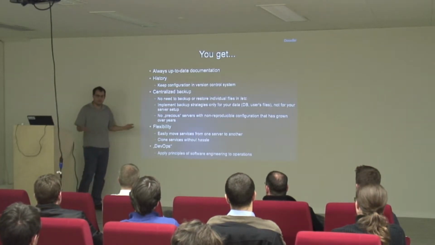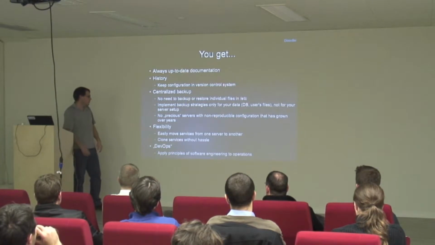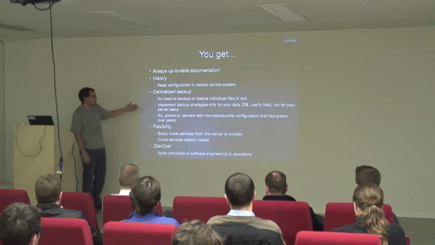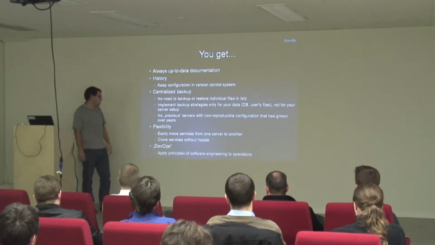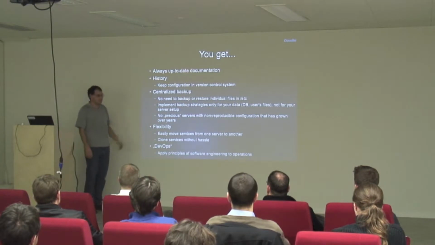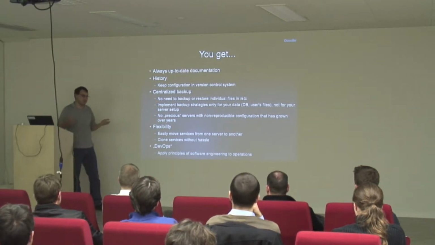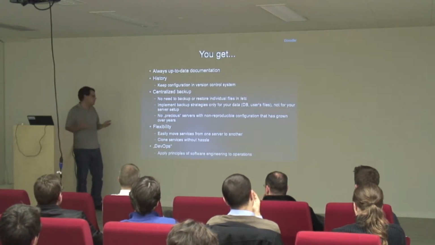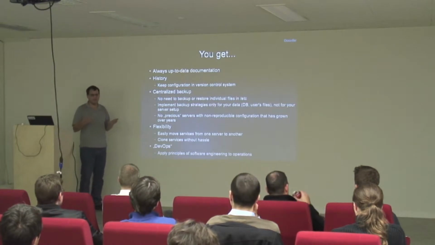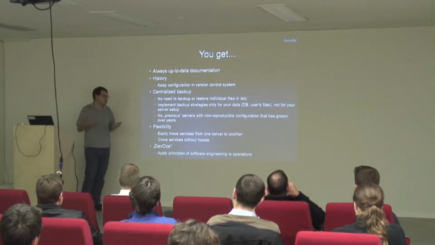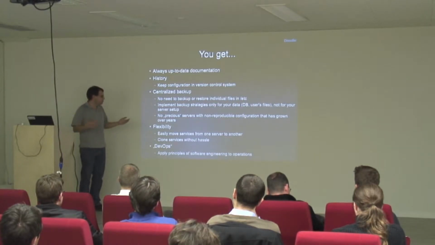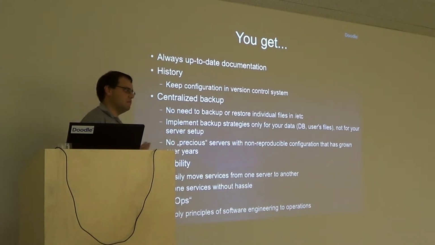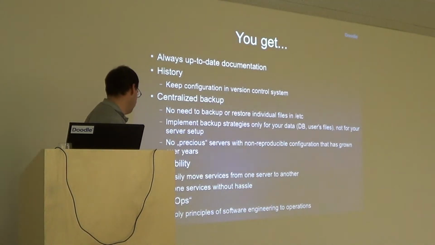All the changes you do on your servers are in this central repository. You don't need to back up anything from the etc directory. The only thing you have to back up really is your actual application data, like your database or users' files, and you don't have precious servers which you cannot replicate, which you cannot lose because the configuration is valuable, because all the configuration is in Puppet. So the server itself has no real value except, of course, for the hardware and possibly the user's data. But the configuration on the server can be reproduced at any time.